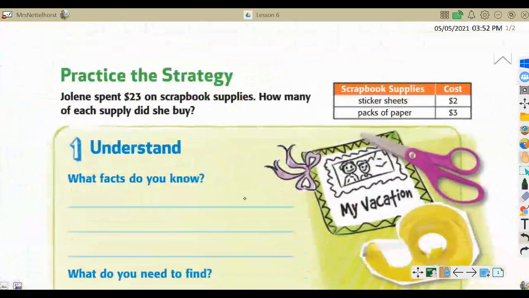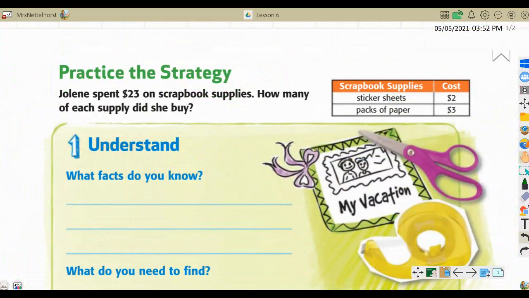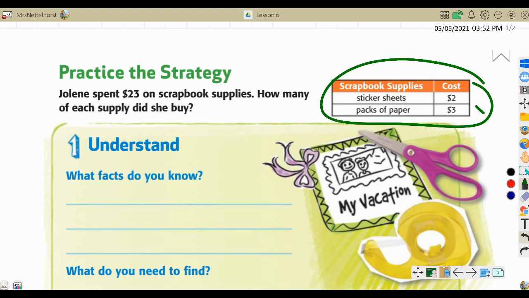Okay, Jolene spent $23 on scrapbook supplies. How many of each supply did she buy? So sticker sheets, look over here at the menu. Sticker sheets are $2. And the packs of paper are $3. So what facts do we know? We know that she spent $23.